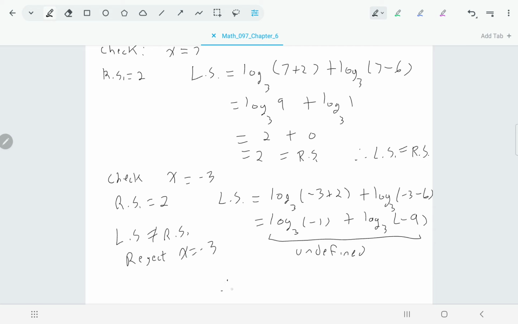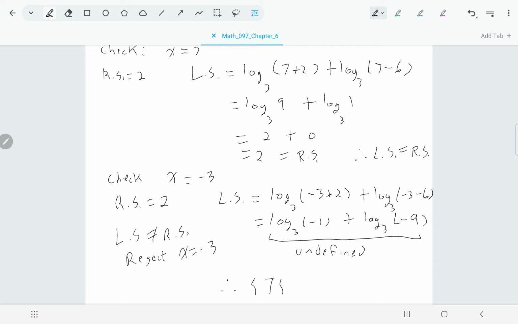So that means the only solution that we have to this equation would just be the single number 7. Same thing that I said for the last example, because I know somebody out there is thinking, couldn't I just say that this is now log base 3 of negative 1 times 9 and that'll fix my problem?